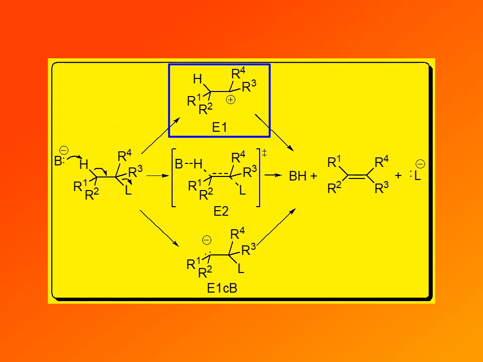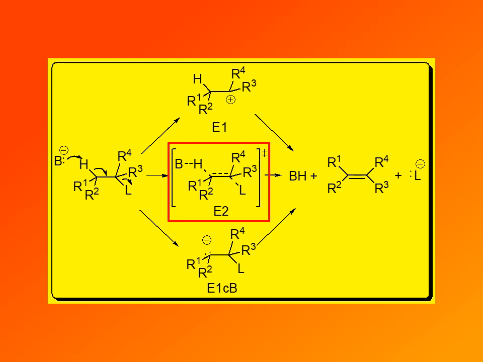The E1 mechanism involves initial loss of the leaving group to give the intermediate carbocation. So that's the first step. And in the second step, a beta proton is removed by a base to give the final product alkene. The E2 mechanism is a concerted reaction mechanism. There are no intermediates. Instead, all the bond breaking and bond formation occurs in the transition state.